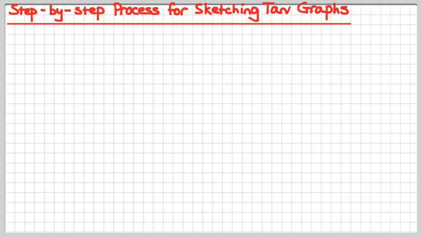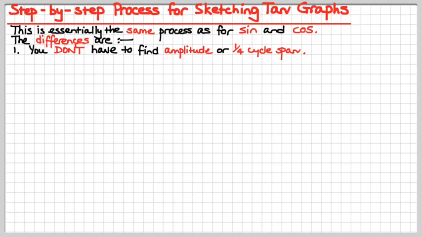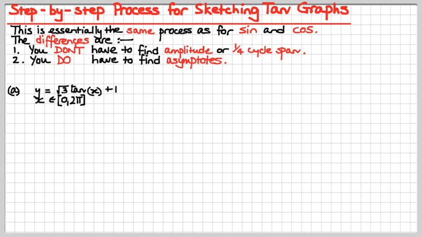We've got our bearings now, and we're going to do a step-by-step process for sketching tan graphs, which is very laborious, just as it is with sine and cos. However, we need to know what the recipe is. It's pretty much the same as sine and cos, except there are some differences, like the period's different. You have to work out what the asymptotes are, and you don't need to do a quarter cycle span either. The differences are that you don't have to find the amplitude, because it doesn't have an amplitude, or a quarter cycle span, and you do have to find the asymptotes.